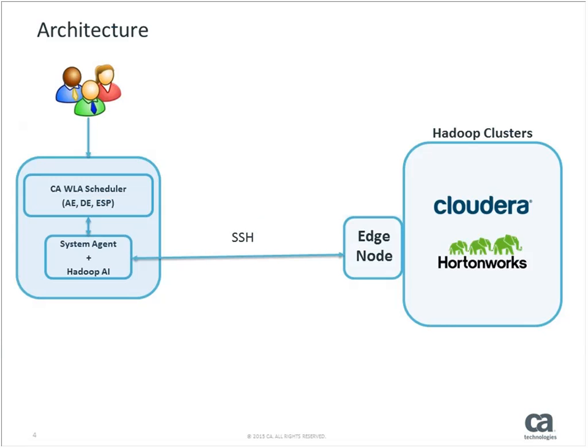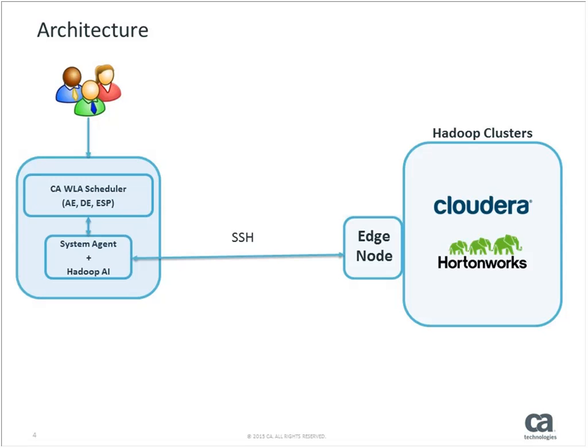Setting up Hadoop Advanced Integration is pretty simple. We have to start with our scheduling engine, which in this case is Workload Automation AE, which would be set up to talk to one of the system agents with Hadoop Advanced Integration installed. The installation is pretty simple. There's a setup file that you would run. You point it at the installation directory for your system agent, and it will finish copying all of the binaries across, and then it's similar to a plugin from there.